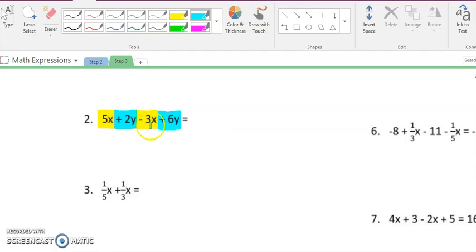Well, if I put my 2 yellow terms together, 5x, take away 3x. You have 5 X-rays and you take away 3 X-rays. How many do you have left? You have 2 X-rays. 2 yo-yos and 6 yo-yos. How many yo-yos do you have altogether? You would have 8.